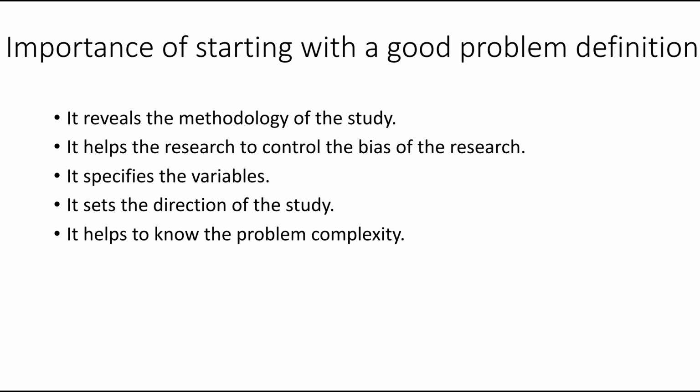More importance of the research problem is that it helps to know the symptom ambiguity, it establishes the proper frame of reference, and it makes the research work feasible. That means it reveals the methodology of the study, which methodology you can use. It helps the researcher to control the bias of the research and it specifies the variables.